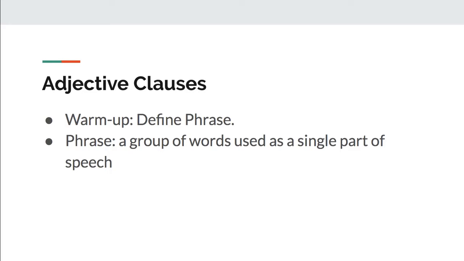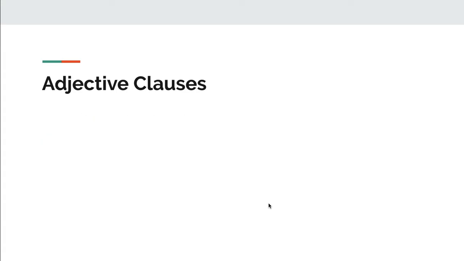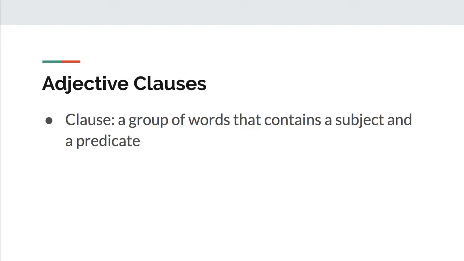So last lesson we learned about prepositional phrases, infinitive phrases, and this lesson we're going to move on to clauses. Another fact about a phrase is that it has no subject or predicate, and that's the main difference between a clause and a phrase. So pause the video and read the top of 144. This is all basically review.